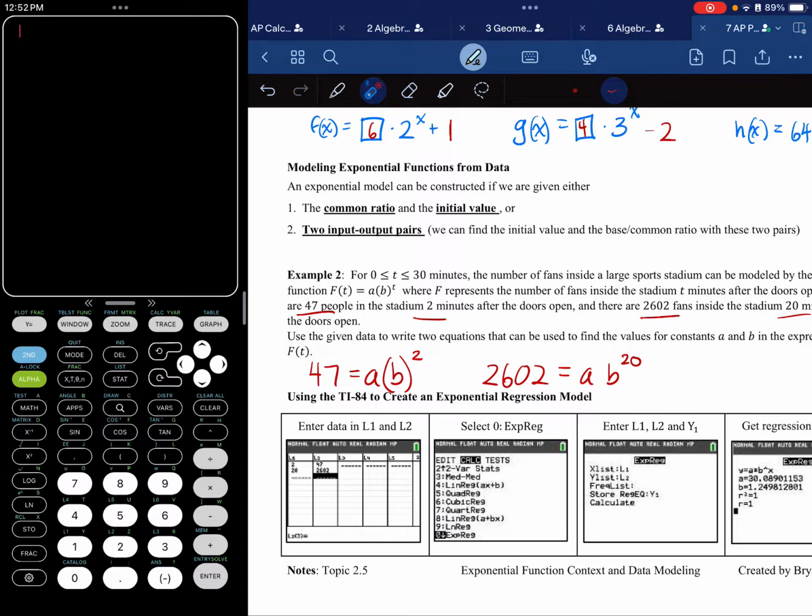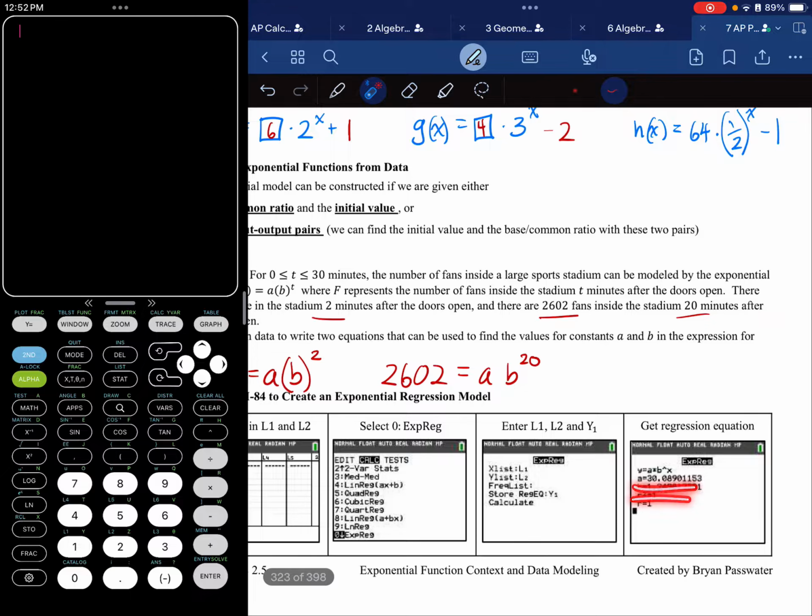And then here are the steps. You enter the data, you go to the calculation of that data, and you go to the exponential regression. Then you put in the equation, make sure you're storing it into y1, and it will spit out the values. And the values for this one are kind of interesting.